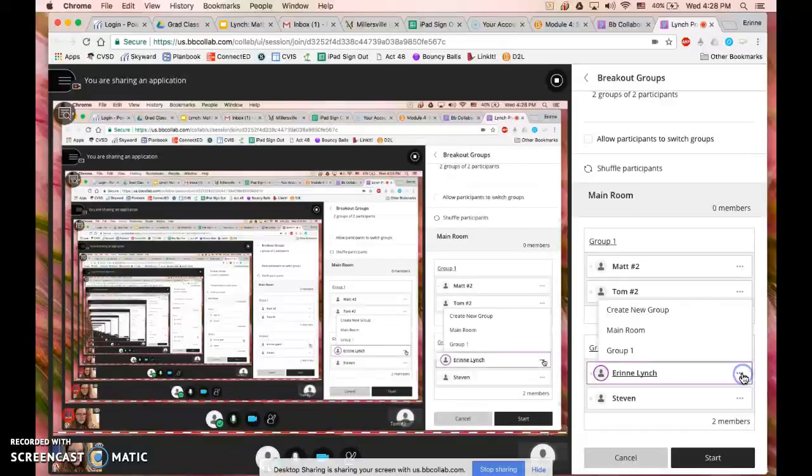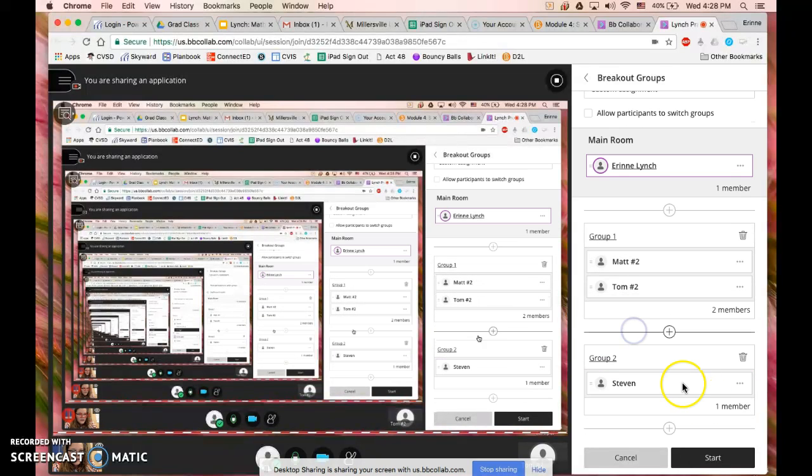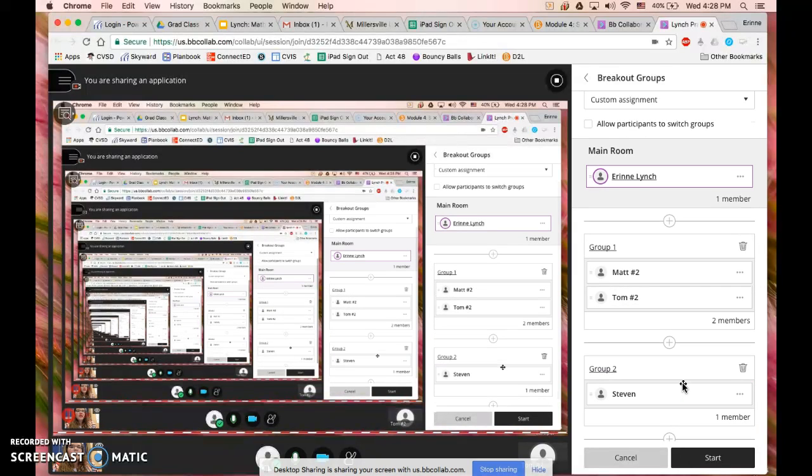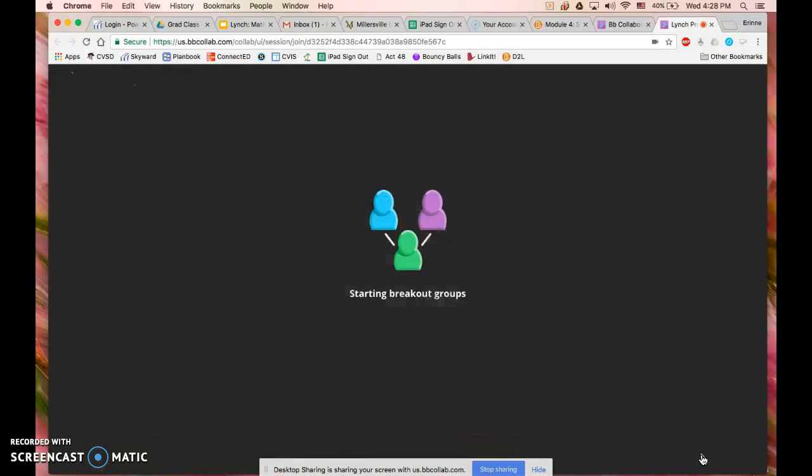It looks like Matt and Tom are going to be in group 1 and Stephen is going to be in group 2. I'm only going to give you about a minute or so to build that prism and then type your answers in the Google slide sheet. If you have any questions, just type them in the chat. So go ahead, I'm breaking you out into your breakout groups.